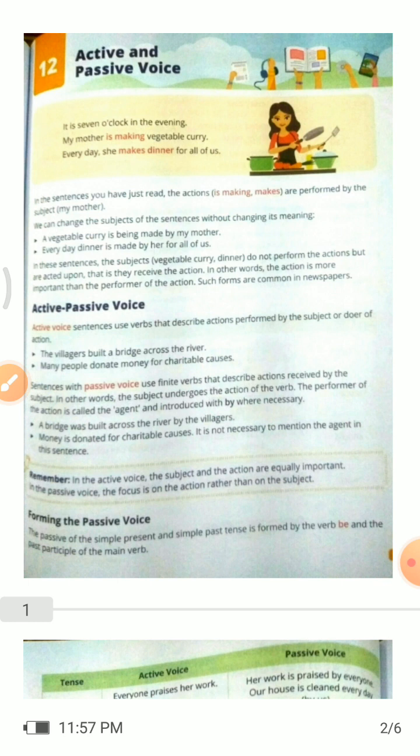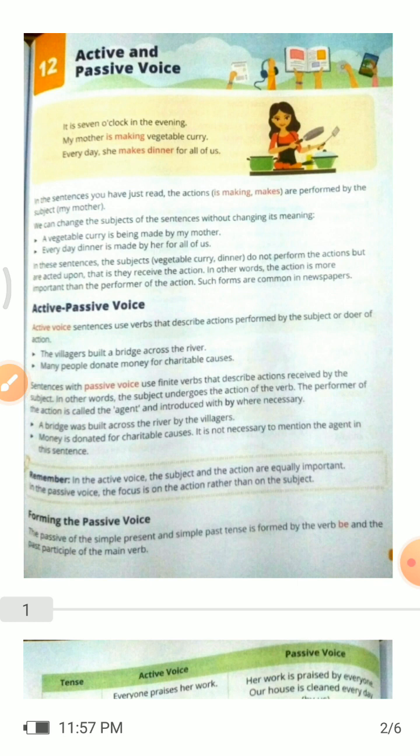It says, it is 7 o'clock in the evening. My mother is making vegetable curry. Every day she makes dinner for all of us. In the sentences you have just read, the actions, making or makes, are performed by the subject, my mother. We can change the subjects of the sentences without changing the meaning, right? The meaning will remain the same.